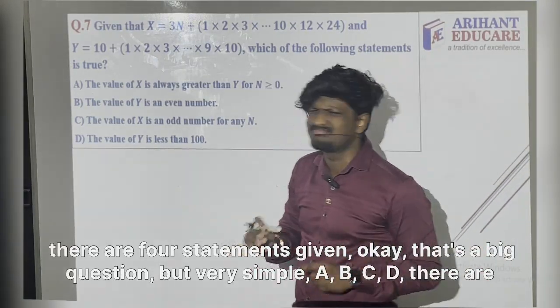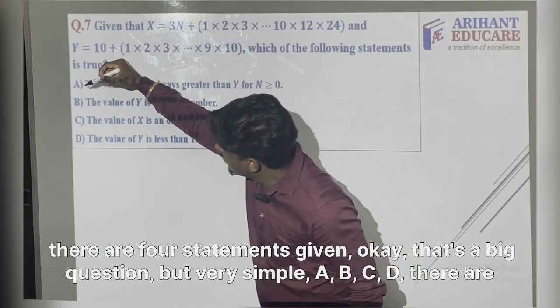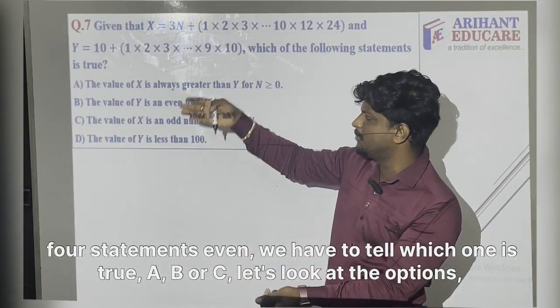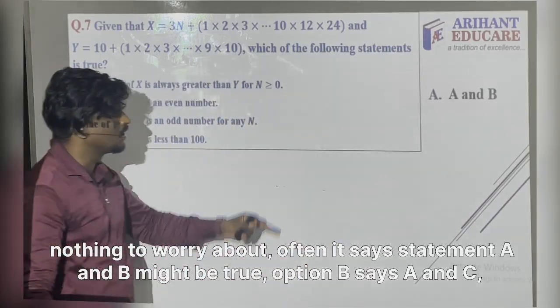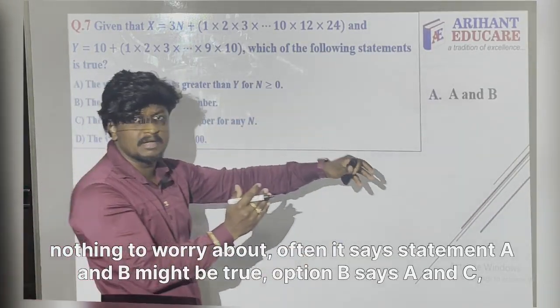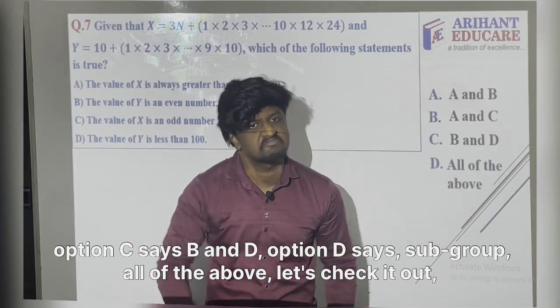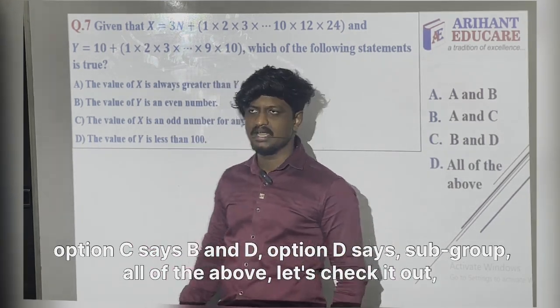Okay, it's a big question, but very simple. A, B, C, D. There are 4 statements given. We have to tell which one is true, A, B, or C. Let's look at the options. Nothing to worry about. Option A says statement A and B might be true. Option B says A and C. Option C says B and D. And option D says सब true, all of the above. Let's check it out.